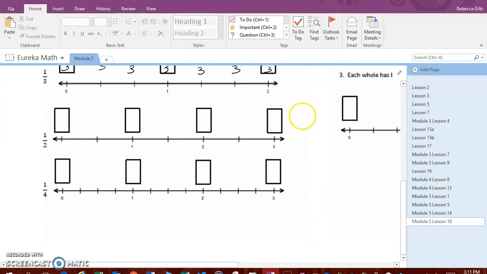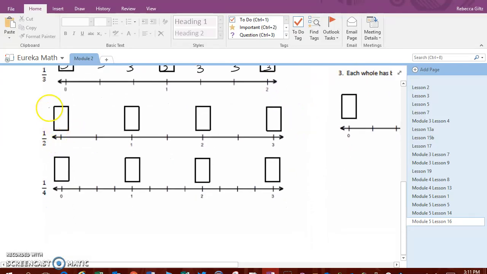Next one, here we are with halves again. So this is going to be 0. They didn't put that in there for some reason. That's a 0, not a 6. Oh boy, now it's just a blob. So this is going to be 0 halves, 1 half, 2 halves.